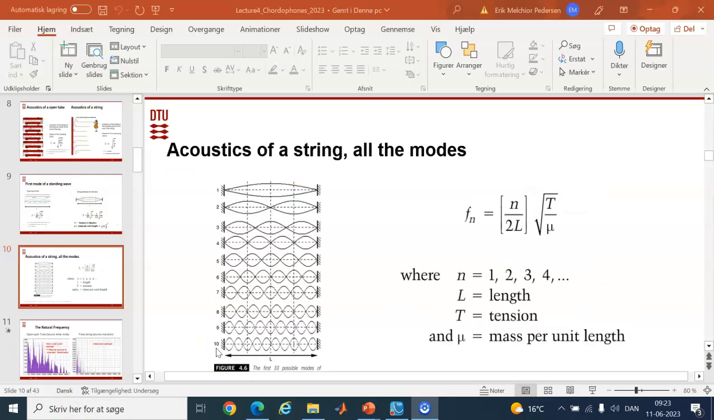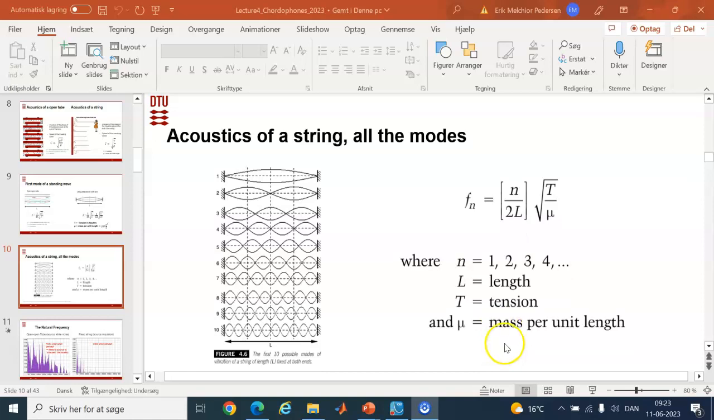Acoustics of a string, all the modes. Fn is n times 1 divided by 2L times this square root, where n is 1, 2, 3, 4, and so on. L is the length, T is the tension, and mu is the mass per length.